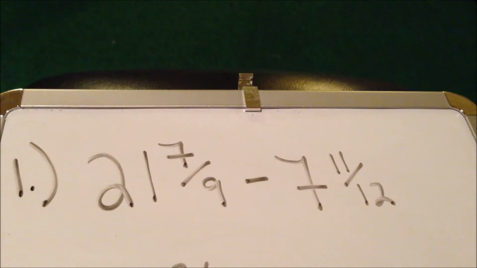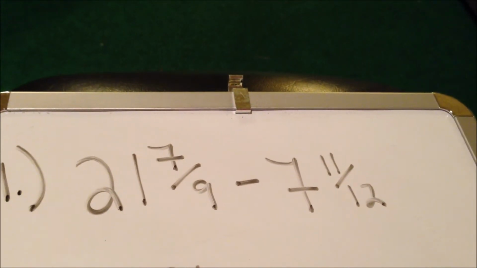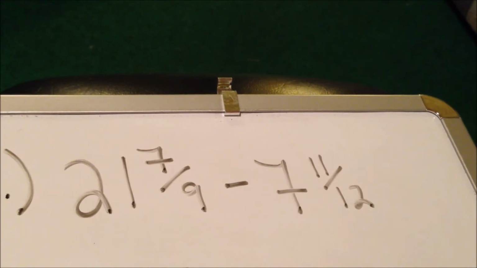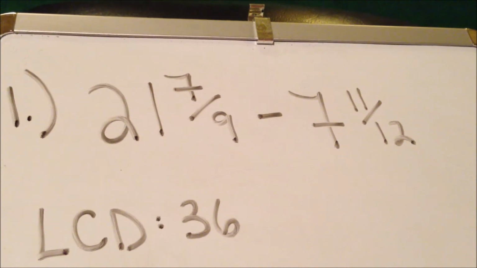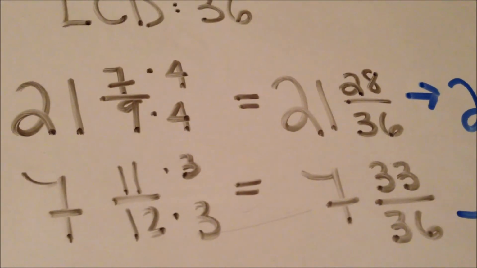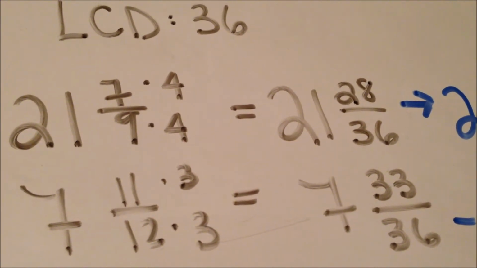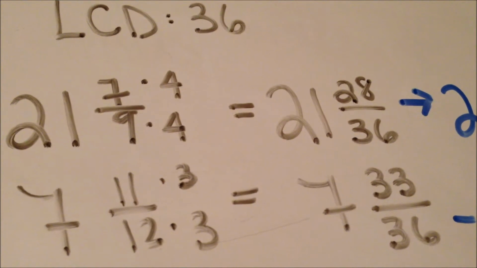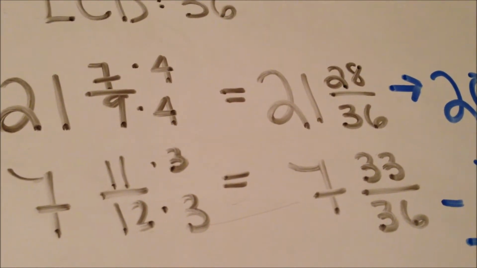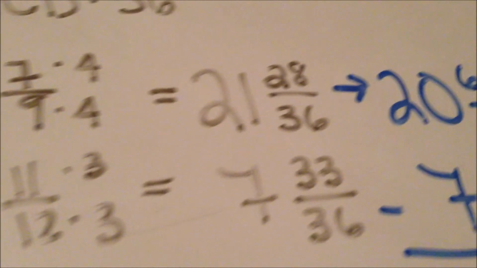Let's take a look at number 1. The LCD between 9 and 12 is 36. Multiples of 12 are 12, 24, 36, 48, and so on. 36 also works for 9. Let's now create equivalent fractions. 7/9 turns into 28/36 by multiplying the top and bottom by 4, so that 9 becomes 36. And 11/12 becomes 33/36 by multiplying the top and bottom by 3, so that 12 becomes 36.